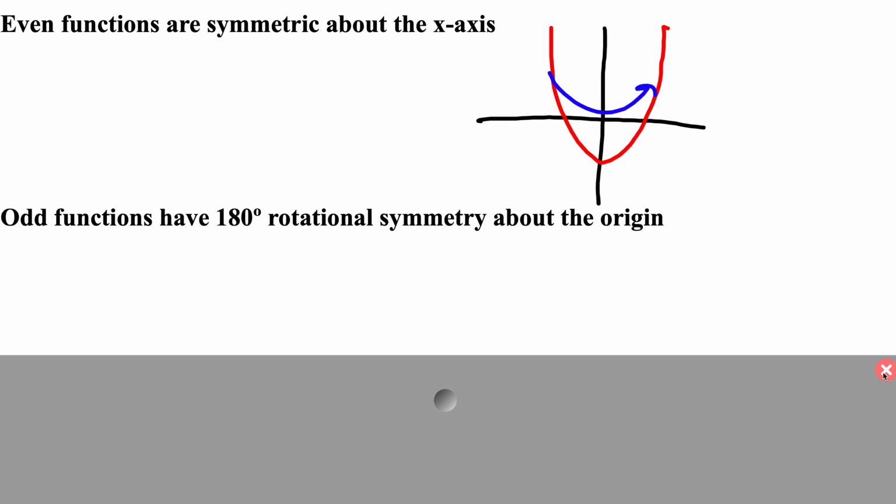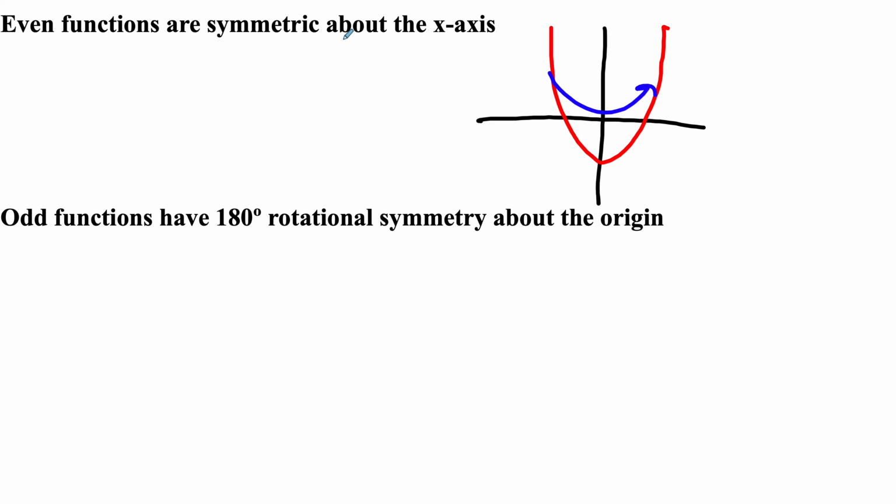Odd functions have 180-degree rotational symmetry about the origin. So that would mean if you, about the origin, were to take and rotate the thing 180 degrees, it should map onto itself. The simplest example would be our friend the cubic function, because if you take any point here and rotate it 180 degrees about the origin, it maps onto another point here. Now, truth be told, not a lot of functions are even, not a lot of functions are odd. Most fall into something called the neither category.